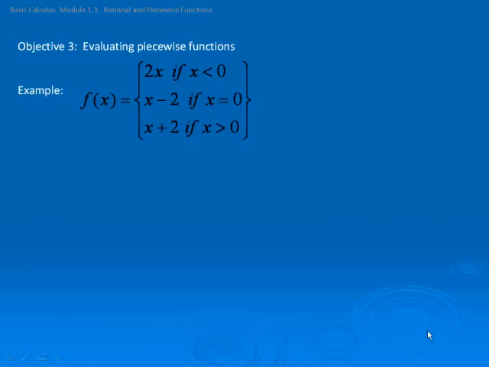Objective 3, evaluating piecewise functions. If you look at our example here, we have a piecewise function that has 3 parts. We've got the top part, the middle part, and the bottom part.